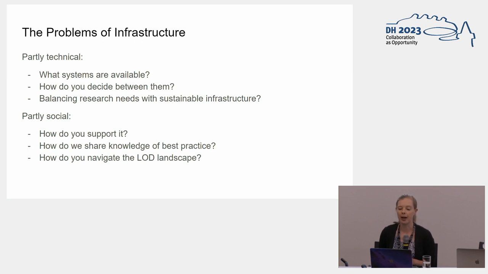The problems that we found with infrastructure are partly technical. For example, what systems are available? There are quite a few systems to support a linked open data structure. But also, how do we decide between them, and what are the different factors? This often has involved balancing our research needs with the idea of needing sustainable infrastructure. We need something that will technically do what we want, but also will stand the test of time and will be able to be managed by Royal Museums Greenwich, who has agreed to host our infrastructure after the project has ended.